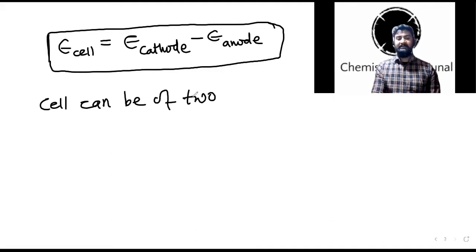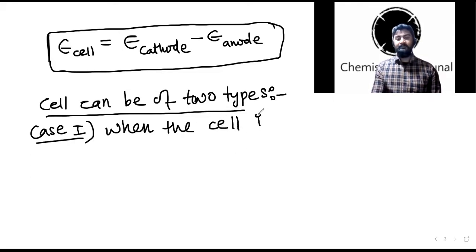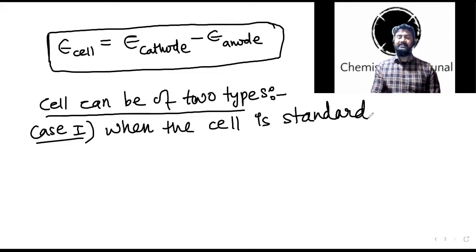Okay, this galvanic cell can be of two types based on finding EMF. Case one, when the cell is standard. Very, very important. So when the cell is standard, how do we understand the cell is standard?